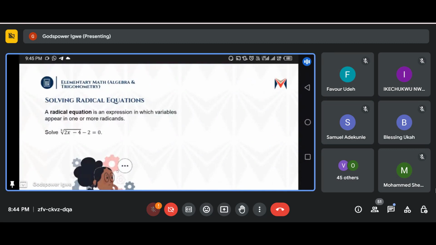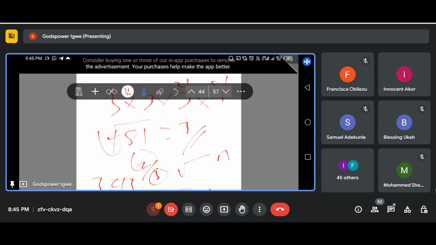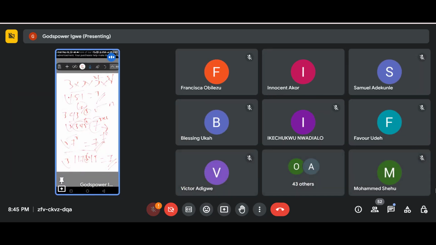Solving radical expressions. They say a radical expression is an expression in which variables get. Please excuse me, Mr. Godspower, I didn't get that last part. I'm sorry. You don't need to get everything. Just take the one that suits you and the one that is easy for you to understand.